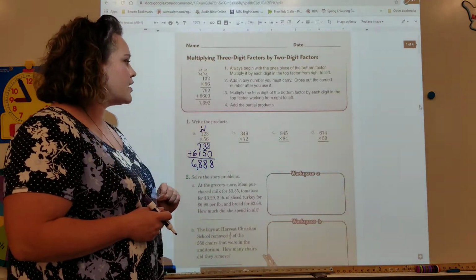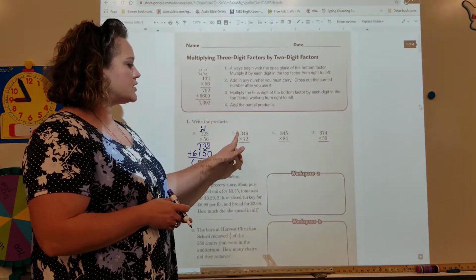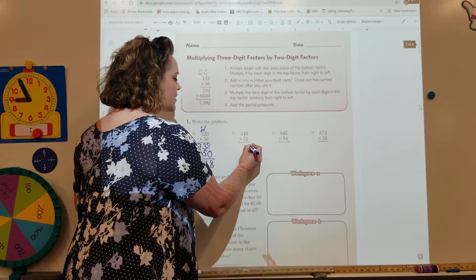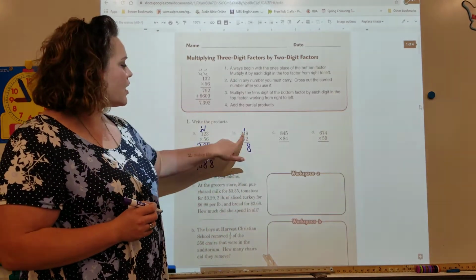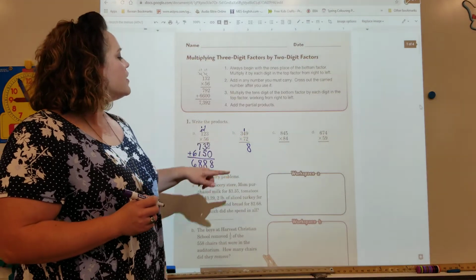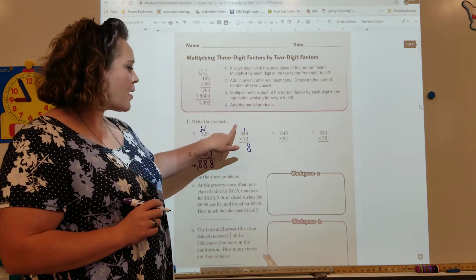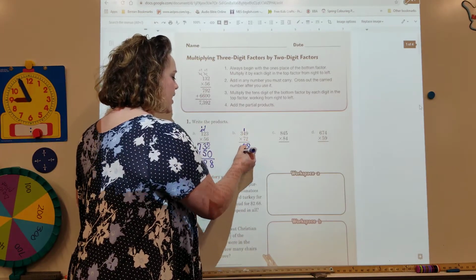Step number 1, begin with the ones place of the bottom factor. Multiply from right to left. 2 times 9 equals 18. Write 8, carry the 1 above the 4. 2 times 4 equals 8, plus 1 is 9. Write 9.